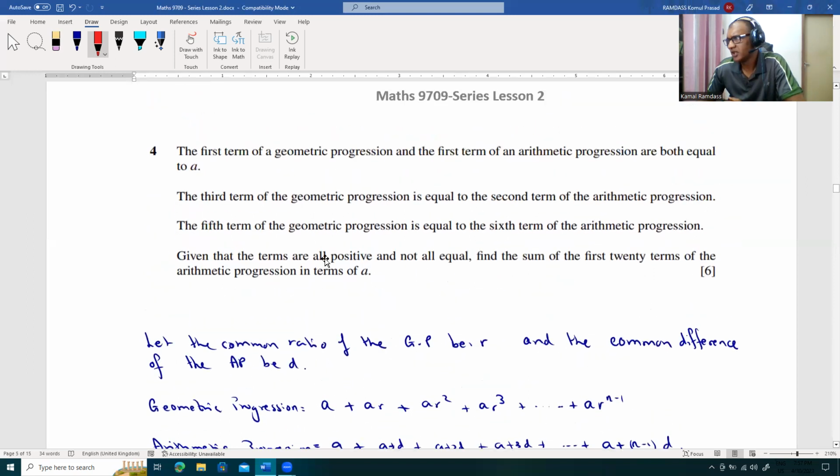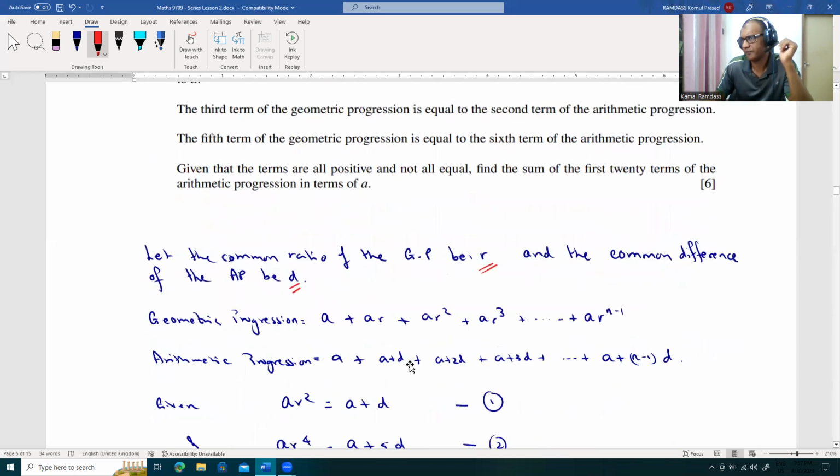Let the first term be A and let the common ratio of the geometric progression be R, and the common difference of the arithmetic progression be D. That means the geometric progression is A plus AR plus AR squared plus AR cubed plus up to AR to the power of n minus 1, n terms. And the arithmetic progression is A plus (A plus D) plus (A plus 2D) plus (A plus 3D) plus up to A plus (n minus 1) times D.